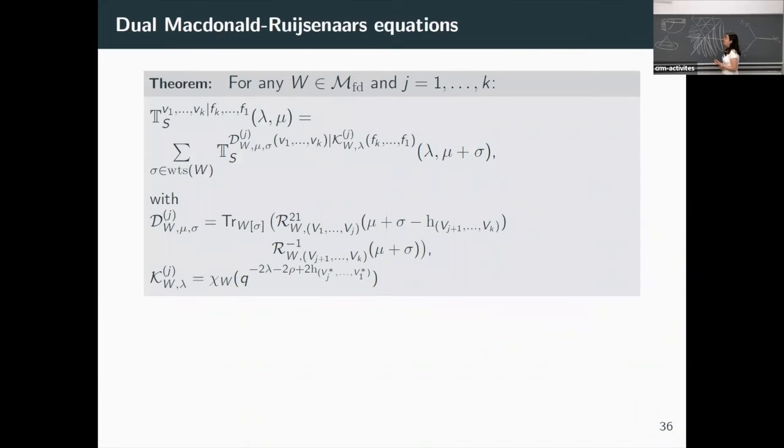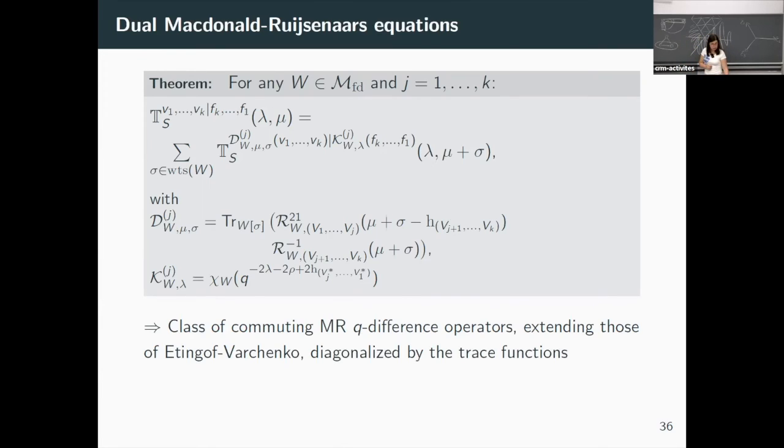We did something similar for Macdonald-Ruijsenaar's equations. So they are similar equations. They are similar q-difference operators under which the trace functions are invariant. But now they also involve additional finite-dimensional modules W. So one can do this for any W, and they give rise to a class of commuting q-difference equations. And what Etingof and Varchenko had in their paper were precisely these equations, but only for the case where j is equal to k, so only for the case where they put the Casimir elements on the rightmost position.